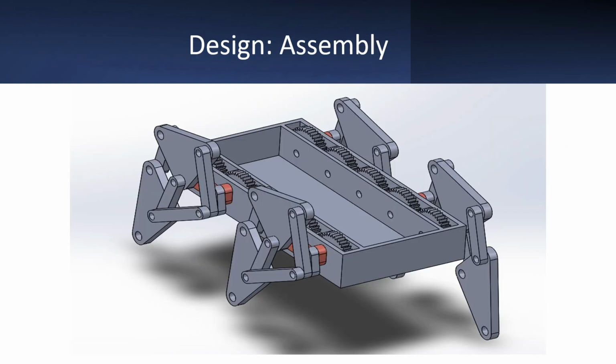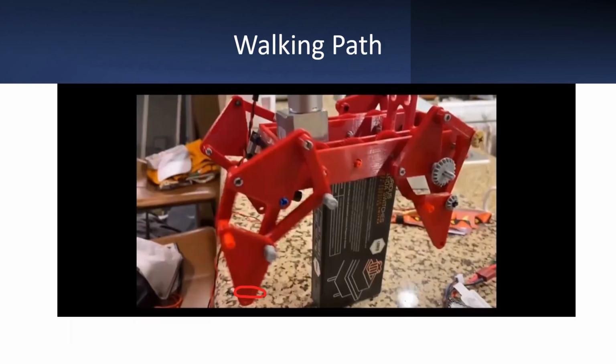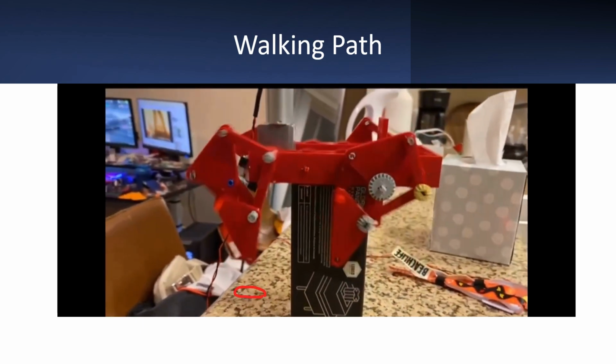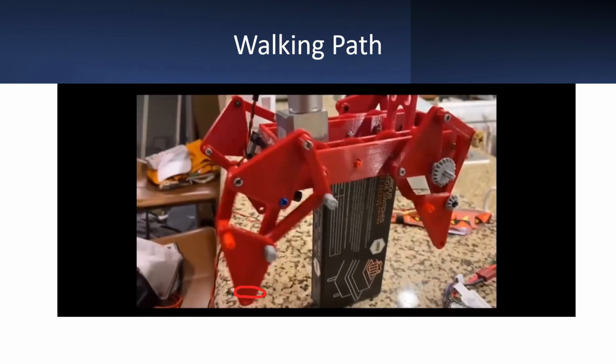Here we have the final assembly of our robot. Note the motor and battery are not shown here, but we went with 4 legs and 6 gears on each side. Here we can see up close how the legs move when powered. It follows a similar trajectory as a Theo Jansen walking gait.